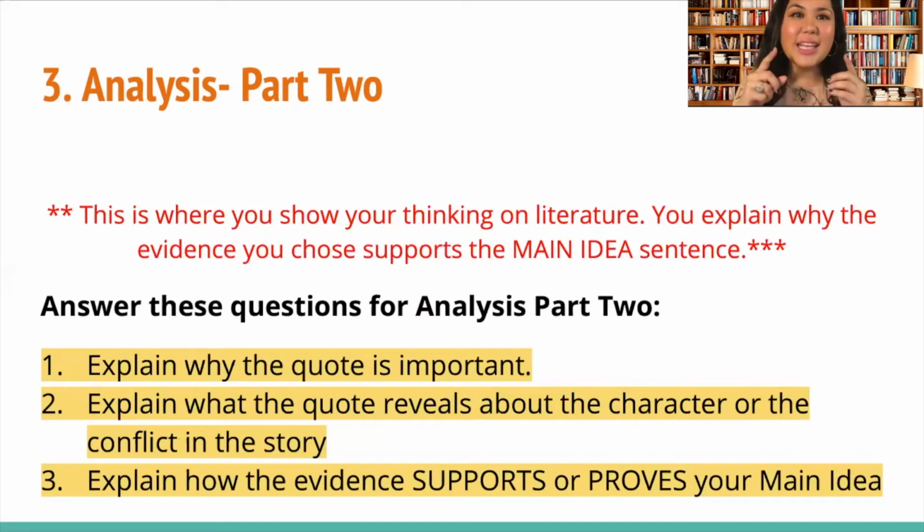All right. But again, this is a simple, easy formula. So I gave you some questions that you can just follow. Okay. So after you explain what is happening in the quote and all the things in analysis part 1, go ahead and explain why the quote is important, what the quote reveals about the character or the conflict in the story. And number 3, explain how the evidence supports or proves your main idea. Okay, so I know I gave you 3 questions. This is not necessarily 3 sentences. You might have to develop 2, 3, 4, 5, 6 sentences for how this evidence supports the main idea sentence. Okay.